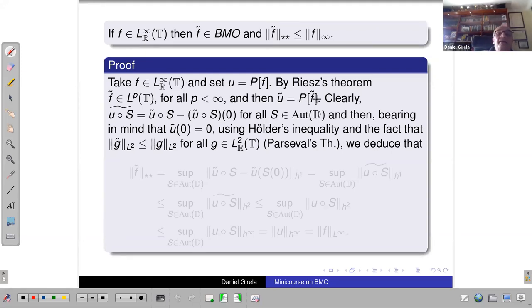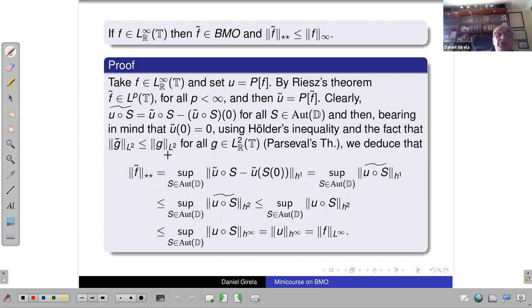of f tilde. And now the only thing that we have to do is to use the conformally invariant characterization of BMO. Of course, if I take u, which is harmonic, I compose this with s, and I take the conjugate, this is the same as the composition of s with the conjugate of u. Since the conjugate function at 0 is 0, then I have to subtract here. So we have this. And then the only thing we have to do is to use Hölder's inequality and the Parseval theorem, that the conjugation operator is bounded on L2.